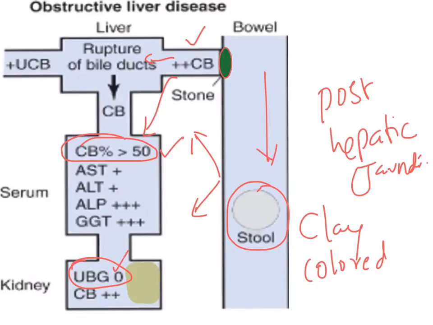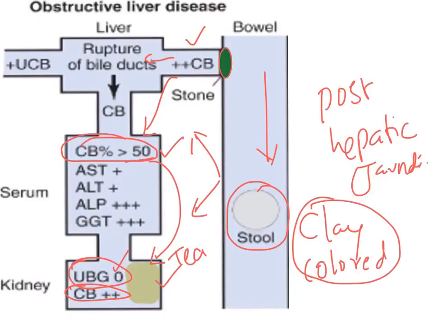Now, conjugated bilirubin exceeds 50% of the total, and it's a water soluble bilirubin. That's why it is filtered by the glomerulus, and you see elevation of conjugated bilirubin in the urine. So urine color is dark here, which is also called tea colored urine. So in obstructive jaundice, post-hepatic jaundice, stool color is clay colored, and urine color is dark or tea colored. So clay colored stool and tea colored urine give you post-hepatic jaundice.